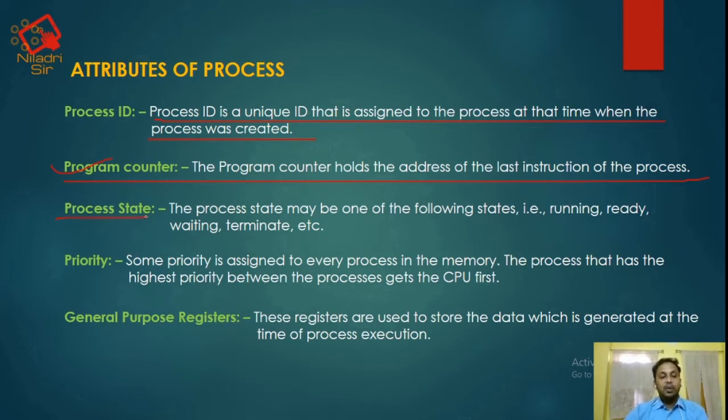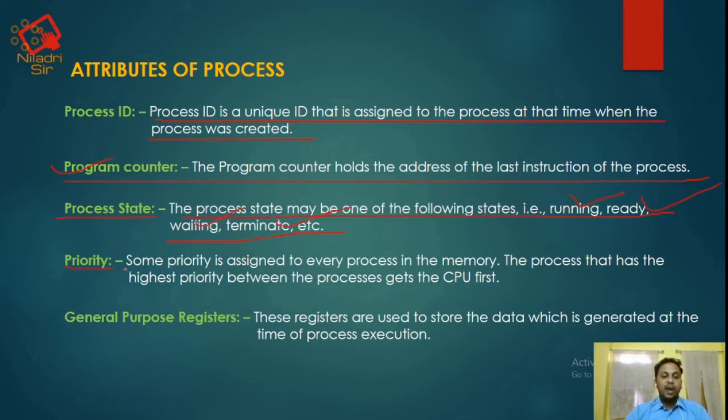Next, process state. This state may be one of the following states, that is running, ready, waiting, terminating, etc. In our next tutorial, when we discuss the life cycle of a process, we will see that a process may be in one of these states: running, ready, waiting, or terminate.